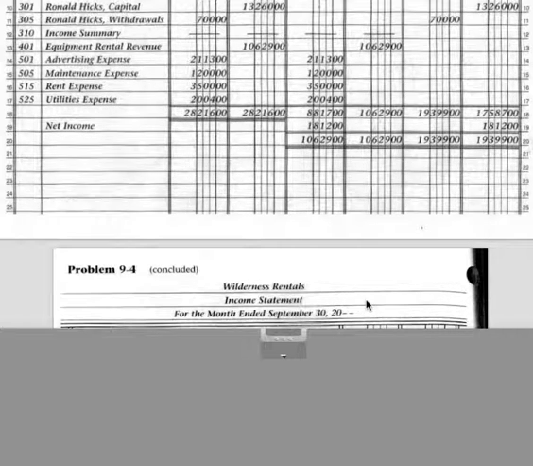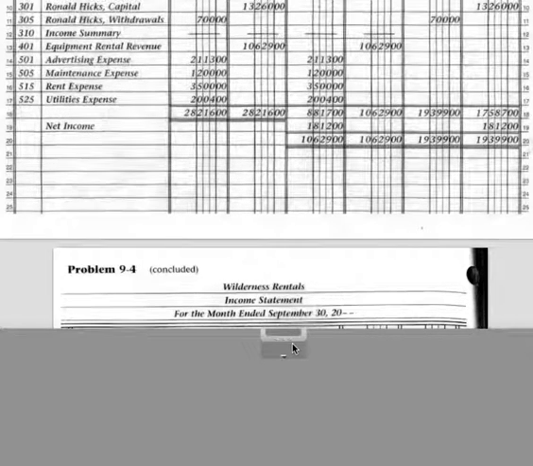That's the company that we're preparing the income statement for. The what is the income statement. That's the name of this financial report. And the when is worded for the month ended September 30th and the year. Income statements can also be prepared for quarters, so it would say for the quarter ended, or for a week, so it'd be for the week ended, or even for a year, so it would be worded for the year ended and then the date. But in this case, for problem 9.4, it's for the month ended September 30th and the year.